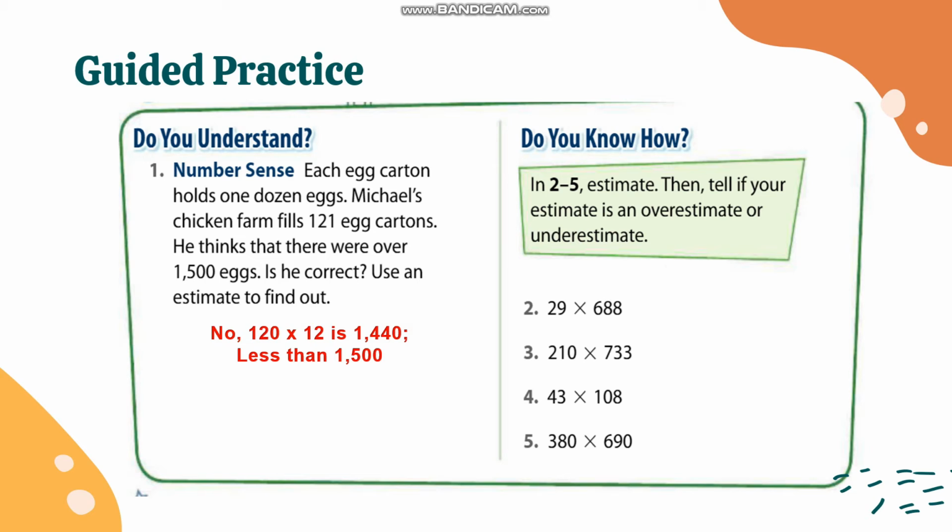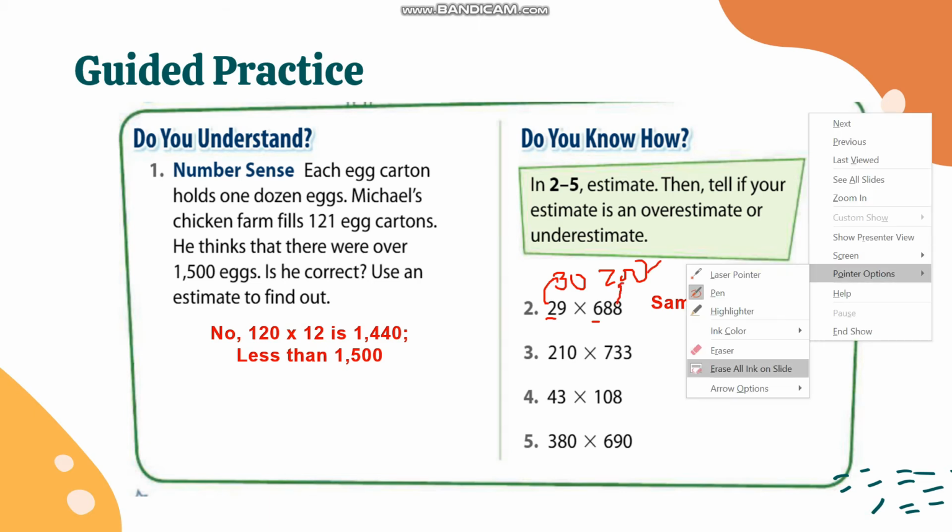Question number 2 to 5, let's estimate, then tell if your estimate is an overestimate or underestimate. So here, there are a lot of answers. It depends on the strategy on how you are going to estimate. Maybe you are using rounding or compatible numbers. So number 2, 29 multiplied by 688. If I'm going to round, this becomes 30 and this becomes 700. So 700 multiplied by 30, that is 21,000. And it is an overestimate because from 29 it becomes 30 and 688 becomes 700. So that is a sample answer.